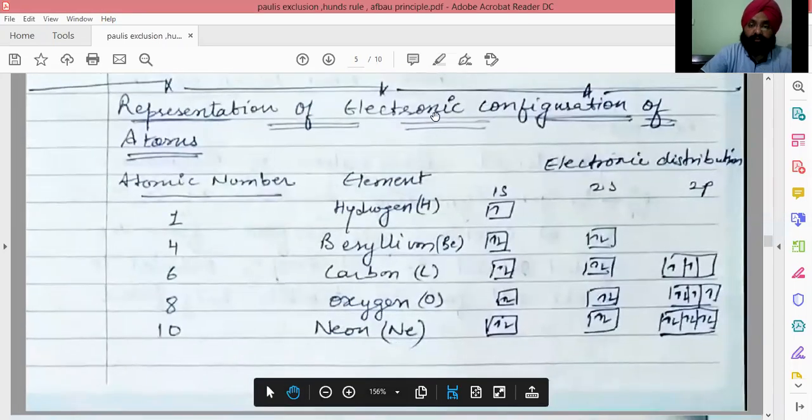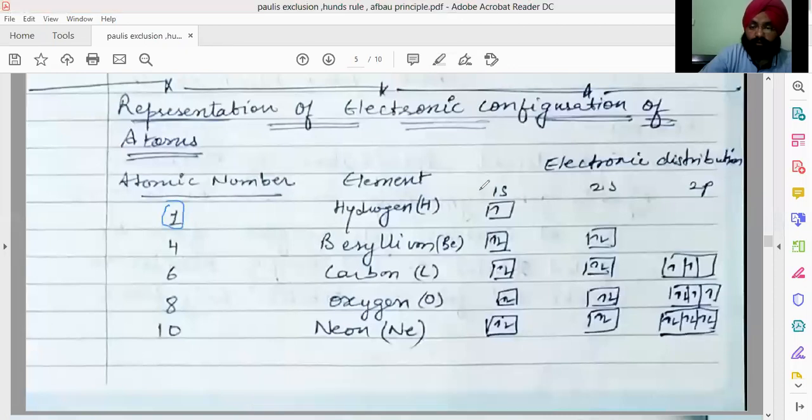Now, the representation of the electronic configuration, the orbital electronic configuration. Here the atomic number is 1, so in 1s, 1 electron is there. For atomic number 4, there are 2 electrons in 1s and 2 in 2s. So a maximum of 2 can come in 1s. For s, l is equal to 0. It has only one value of ml, so one orbital, one orientation. So 2 electrons. Again for 2s, l is equal to 0, ml is equal to 0, one orientation.